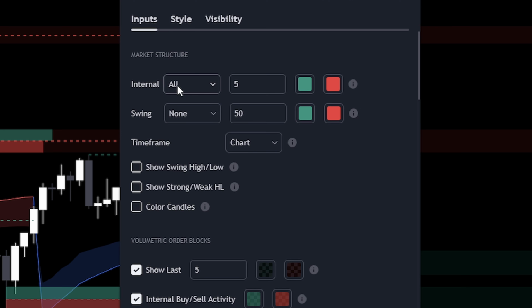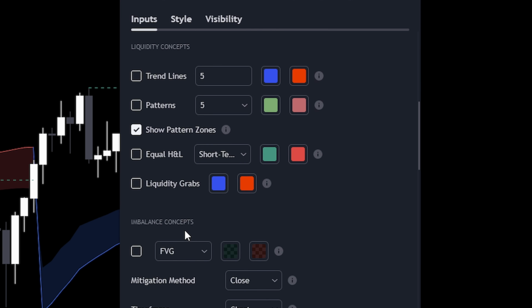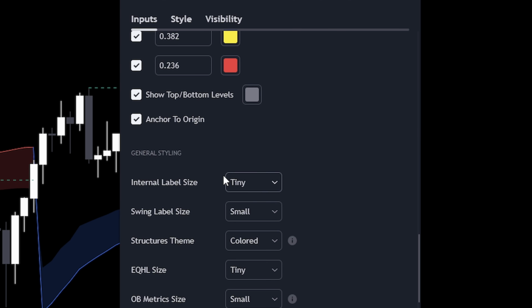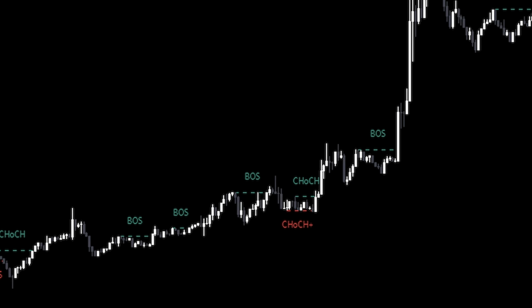For our strategy, we only want to use the market structure labels, so make sure to disable everything except for the internal option. For better visualization, scroll down to General Styling and set the internal label size to normal. With just the internal market structure labels visible, our chart now highlights shorter-term price swings.